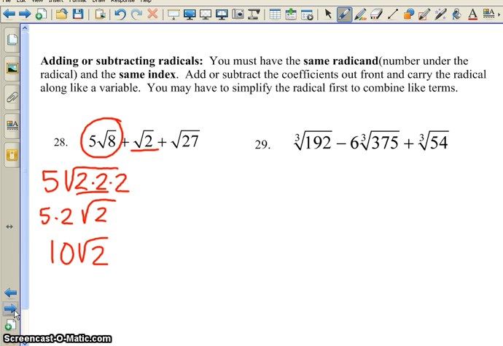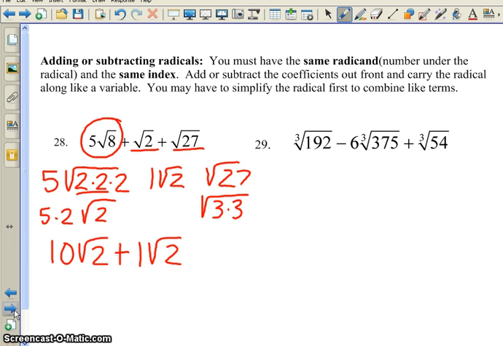Now this next one is really 1 times the square root of 2, so I'm going to just write that down below. And then the square root of 27 is the square root of 3 times 3 times 3, or bringing that out, we would get plus 3 times the square root of 3.